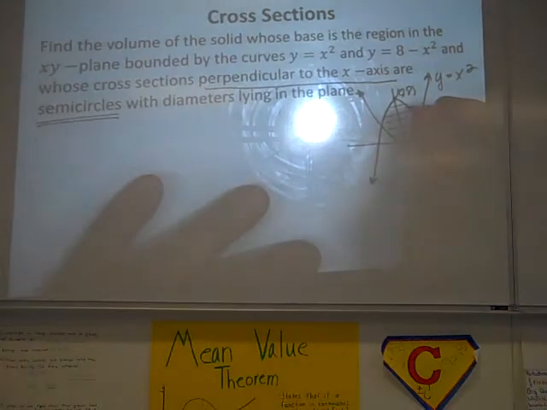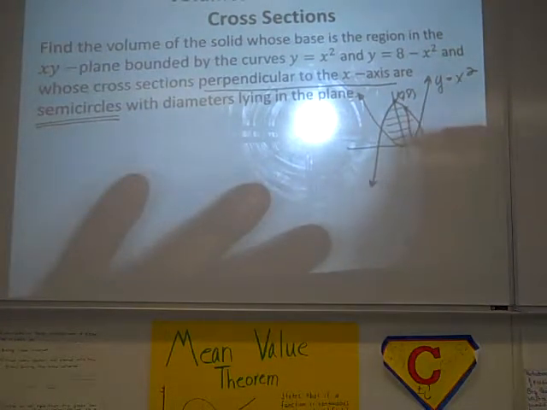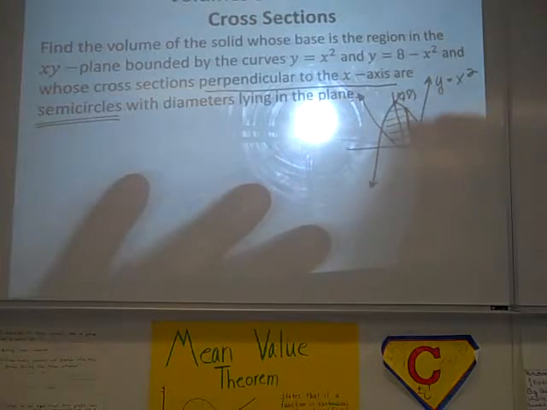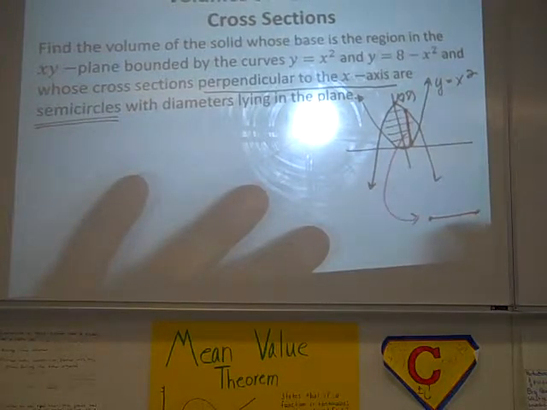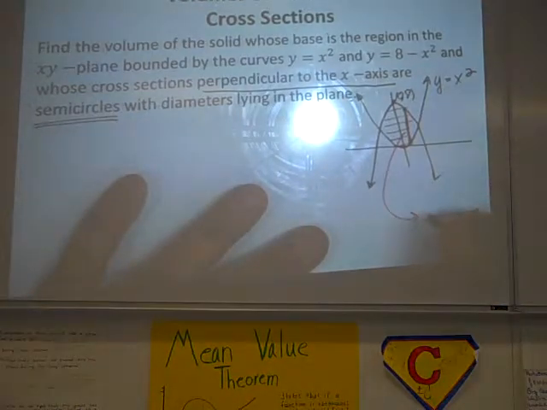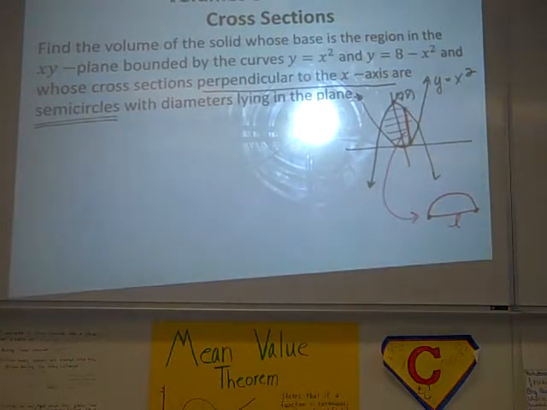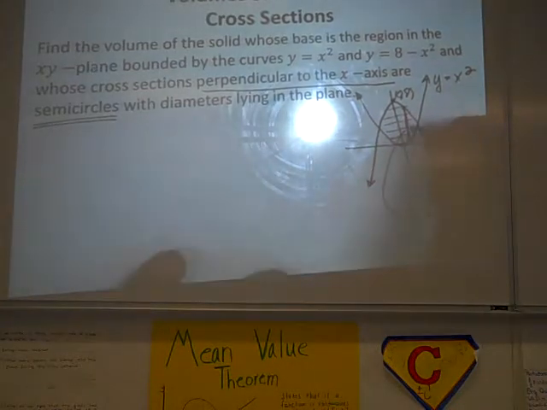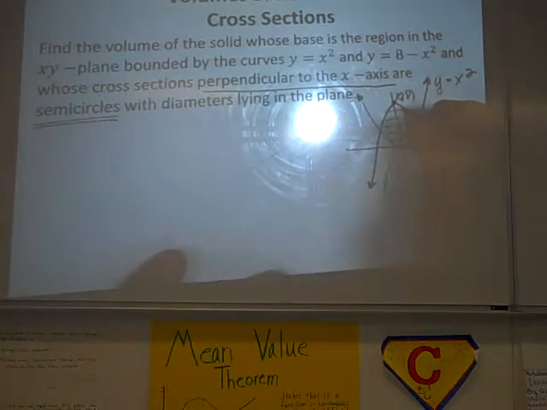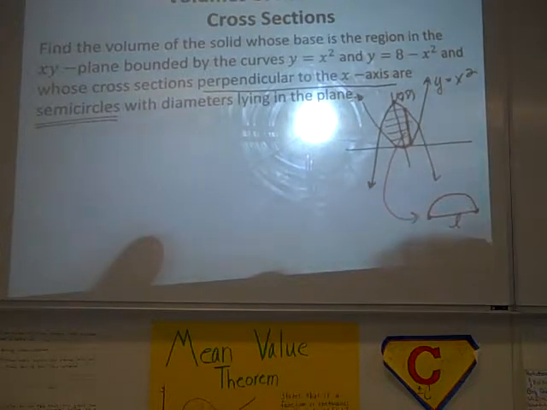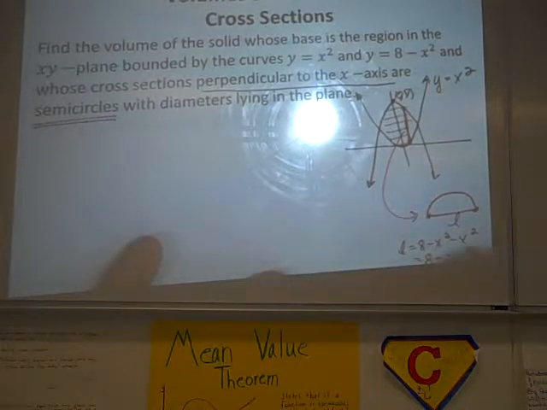So what we're saying is, if I were to connect one side of the parabola to the other with this straight line, that represents the diameter of a semicircle. So let me redraw that down here. That length is the diameter of a semicircle. Well, how long is this slice? This slice starts on the curve y equals 8 minus x squared, and it ends on the curve y equals x squared. That means that the length, top minus bottom, is going to be 8 minus 2x squared.